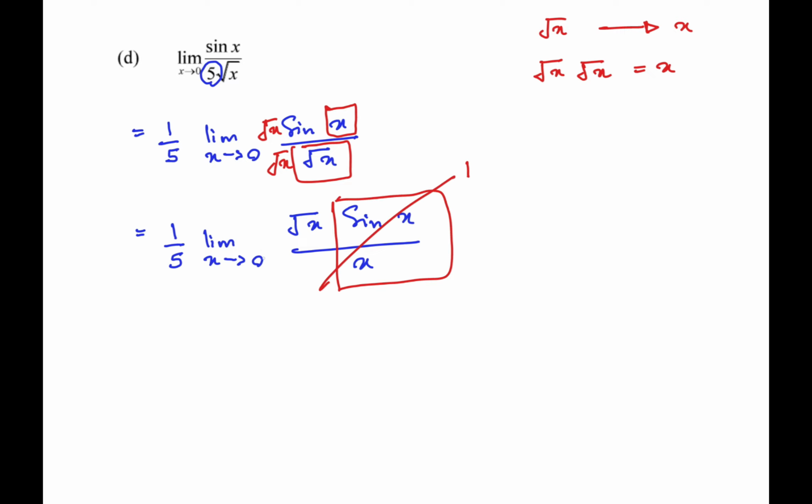Okay, and then substitute 0 here, we get 1 over 5 times square root of 0 times 1. So your answer is 0. So that is the answer for D, which is 0. Okay, for E it is also the same thing.